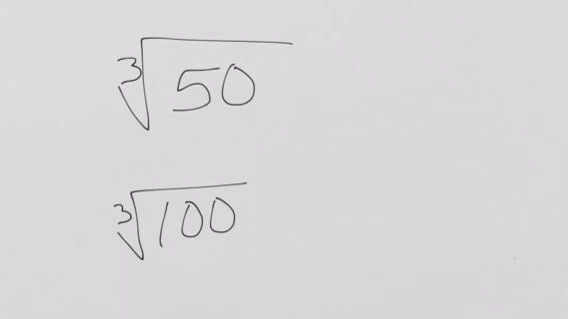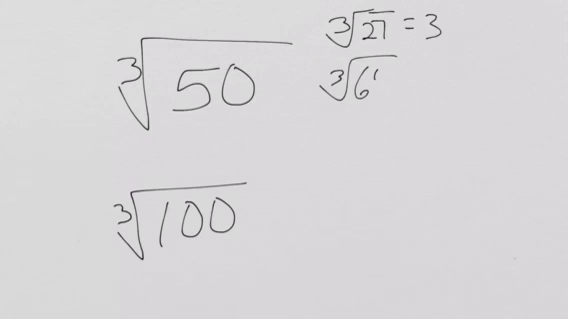So if we've got the cube root of 50, well, I know that the cube root of 27 equals 3, and the cube root of 64 equals 4. How do I know that? I've done a lot of problems. But you can also do 4 times 4 times 4 is 64. So the cube root of 50 is somewhere between 3 and 4. And that's your answer. It's somewhere between 3 and 4.